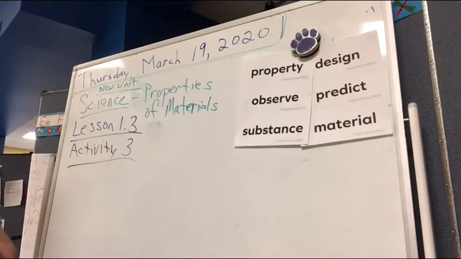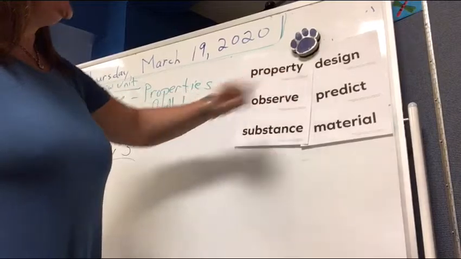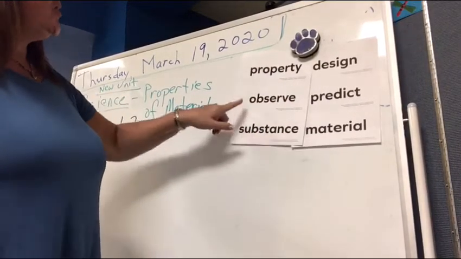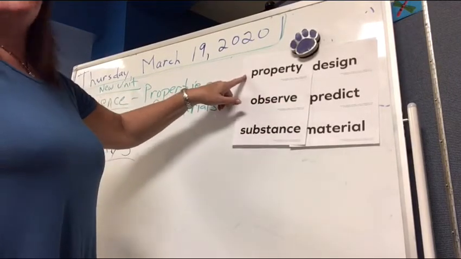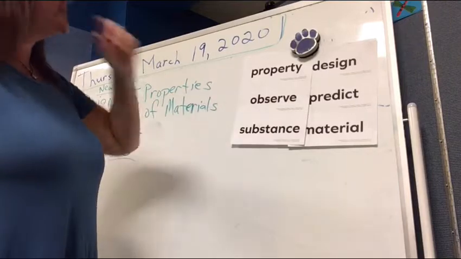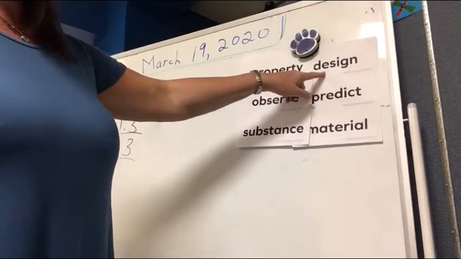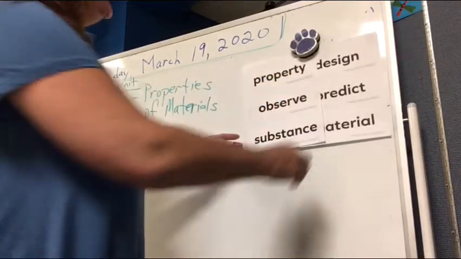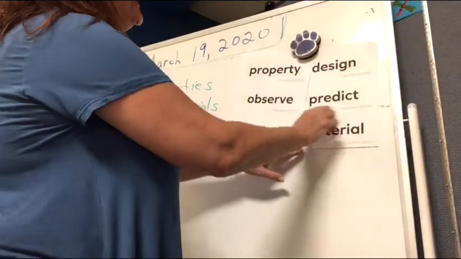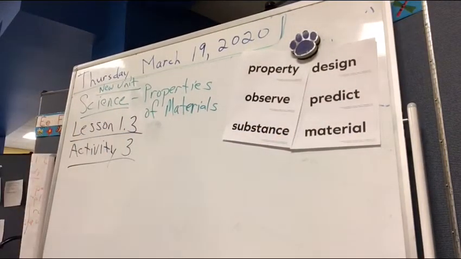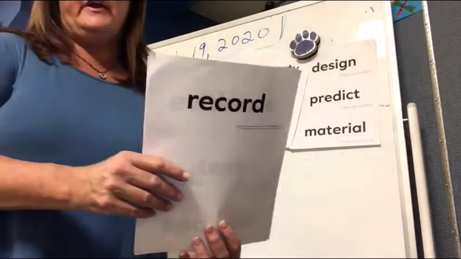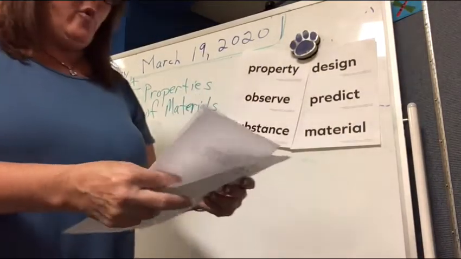So I will explain all of this to you. We are going to look at properties, substance. We are going to observe a substance and figure out what properties are in which kind of substances. We're going to design our own substance, and we're going to predict what's going to happen, and we're going to use materials. I have more vocabulary words for you. We're going to record our answers.